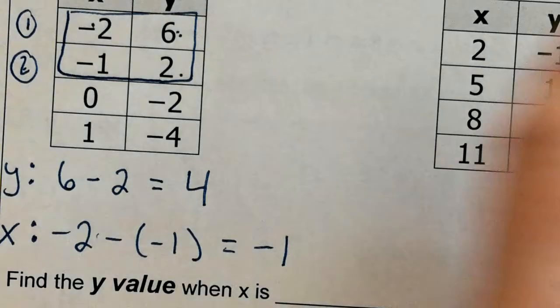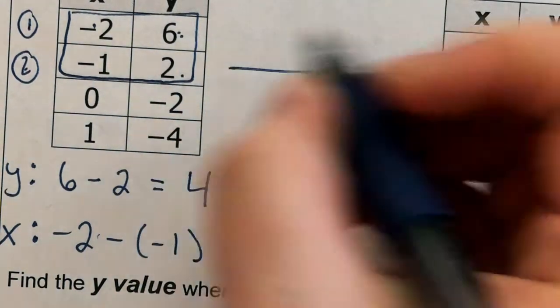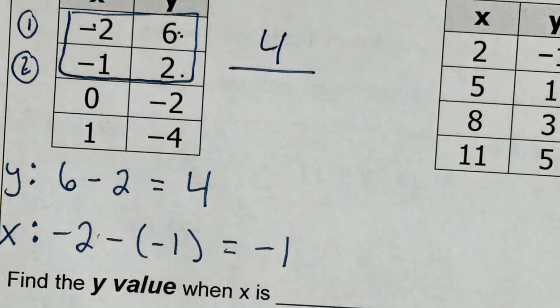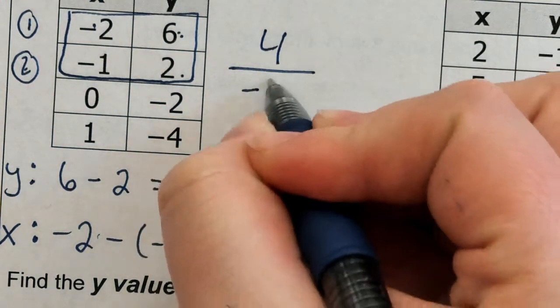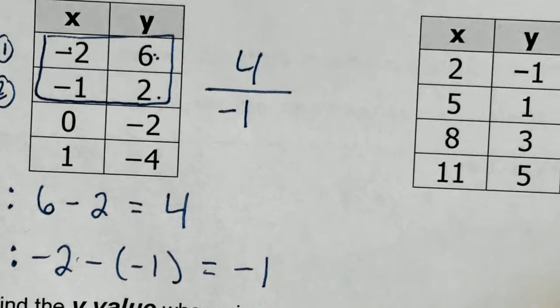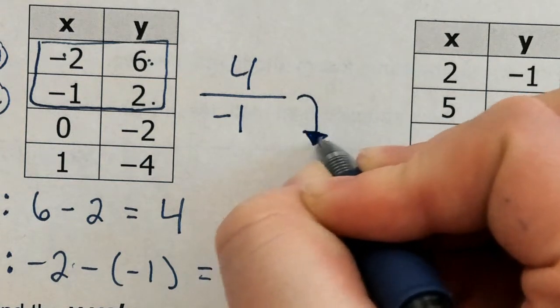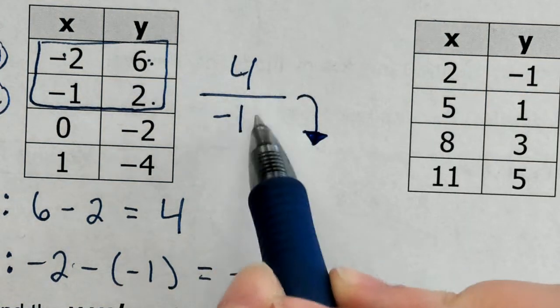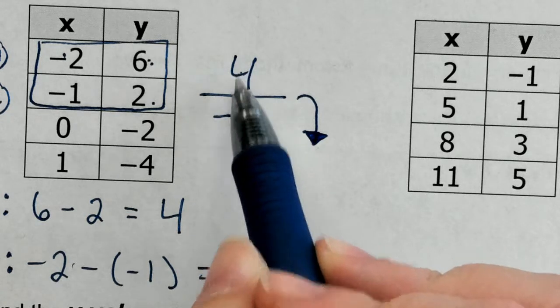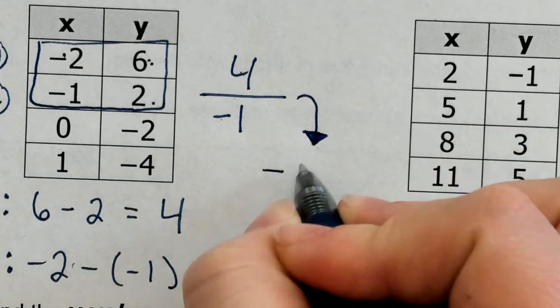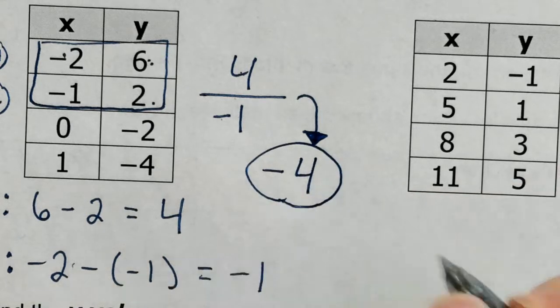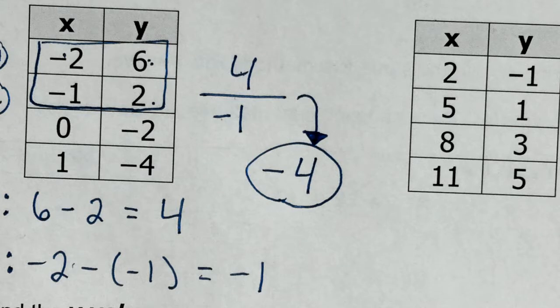So now, the subtraction from our y values goes on the top of our fraction. So we got 4. The subtraction from our x values goes on the bottom. We got negative 1. Now we just need to ask ourselves if we can simplify this. And we can. So 4 over negative 1, well, we can divide that. 4 divided by negative 1 ends up equaling negative 4. And so that's our slope. That's it. Some of you might be like, it's that easy? Yes, it's that easy.